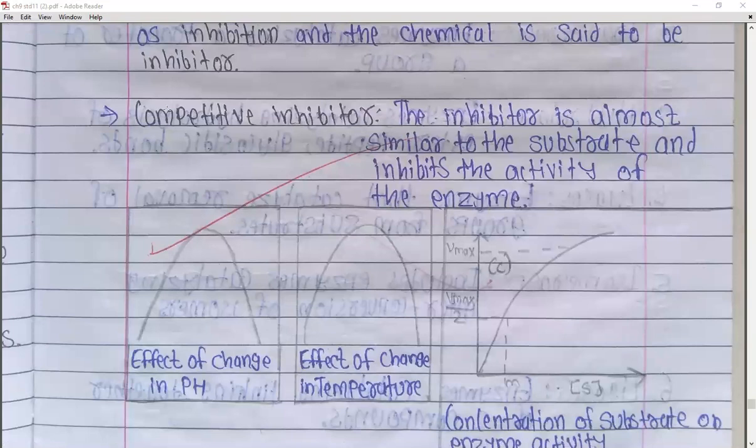Now first we will see the competitive inhibitor. Competitive means there is some competition taking place. Here the inhibitor, that is the chemical, is very similar to the substrate. The shape and the structure are the same as the substrate. So the enzyme, instead of binding with the substrate, binds with the inhibitor. As it binds with the inhibitor, the reaction is stopped, and this way the competition takes place between the inhibitor and the substrate.